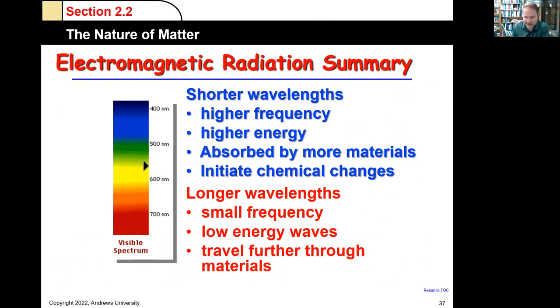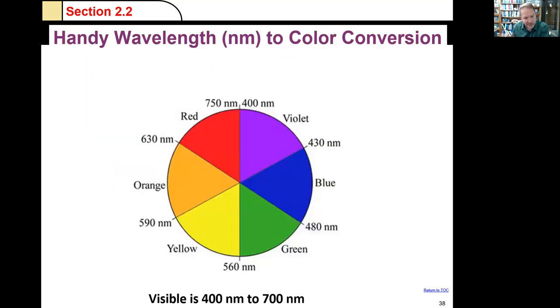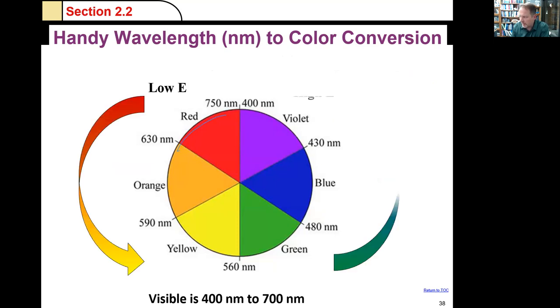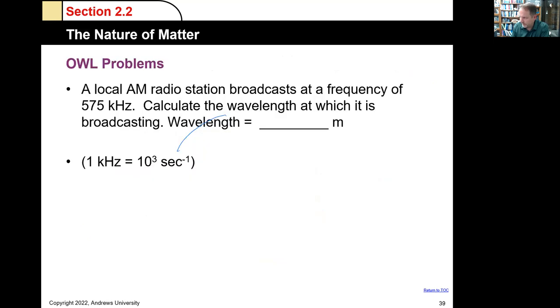All right, we've been going for almost 50 minutes, and I want to bring this to an end because this is a class period. Here's how you can remember: this little color wheel, and you can see some individual colors here. Going from low energy to high energy is from red to purple. Now, one more calculation that we're going to do, and that will be it for this one.